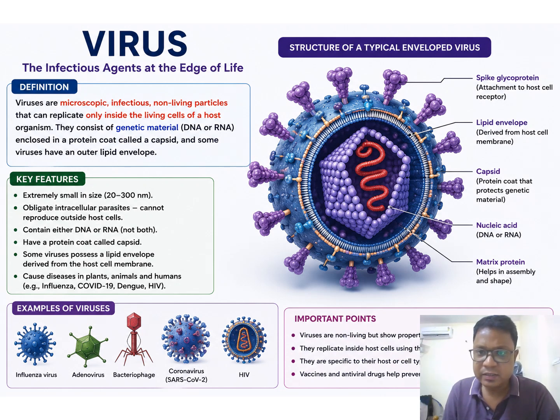Next is the lipid envelope derived from the host cell membrane, and the capsid protein coat that protects the genetic material, nucleic acid, DNA or RNA, which you can see here, and the matrix protein helps in assembly and shape. So these are the important points of a virus. Viruses are non-living but show properties of living. They replicate inside the host cell. So these are some common important points about the virus.